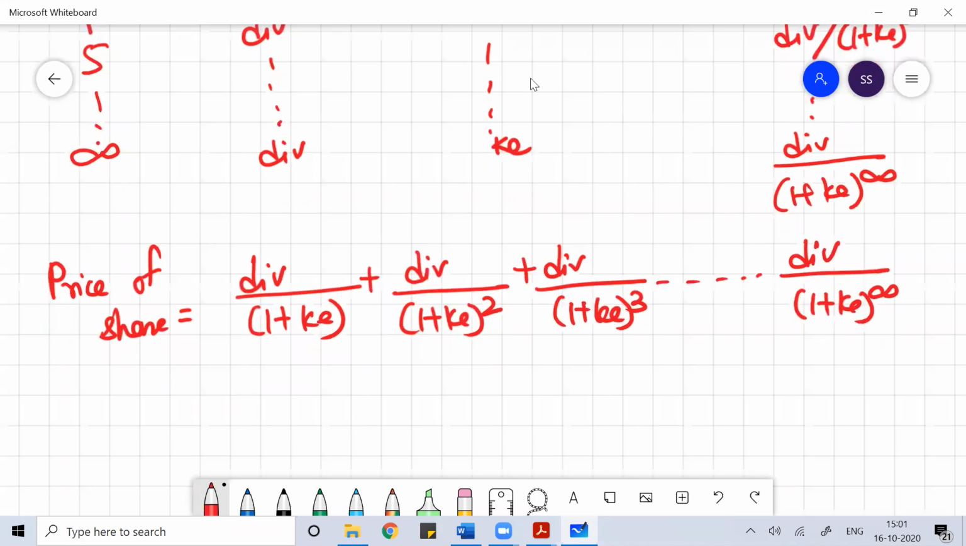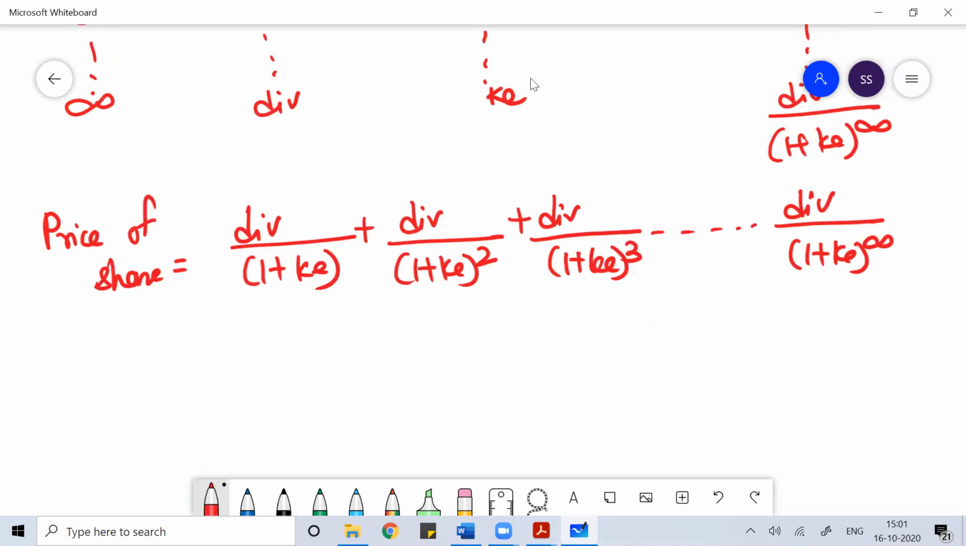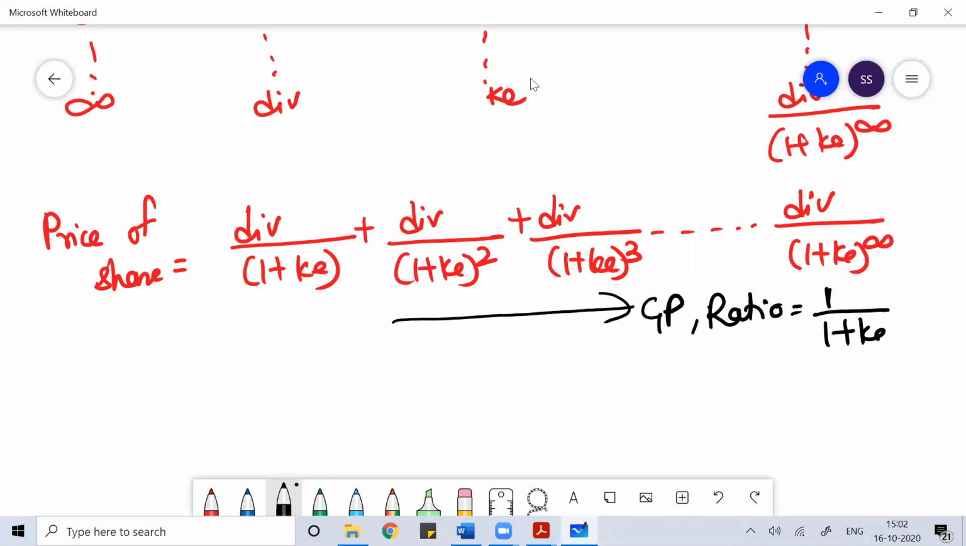What you can do, you can apply the GP here, geometric progression. If you notice these values, they are in GP. What is the common ratio of the GP here? 1 plus k. And what is the first term? Your first term is dividend divided by 1 plus k.